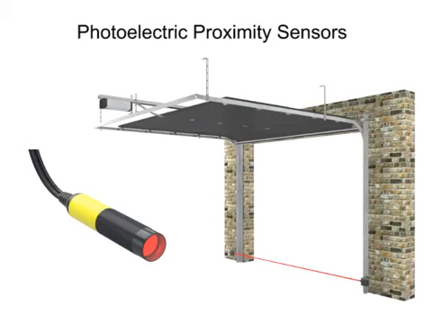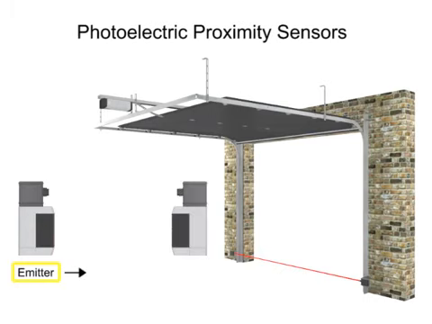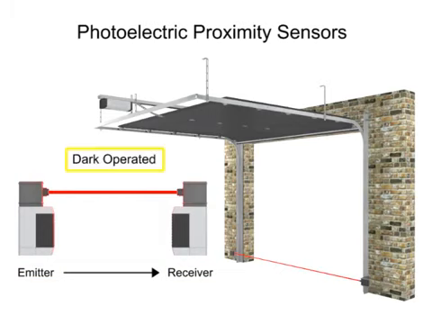Photoelectric sensors have the greatest detection range, from 1 mm to 25 meters or more. They operate by the use of an emitter, which transmits a beam of light to the receiver. When the light is normally being received, it is known as dark operated mode. When the absence of light is required, it is known as light operated mode.